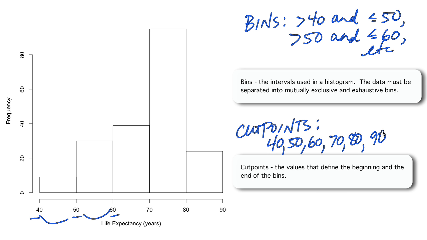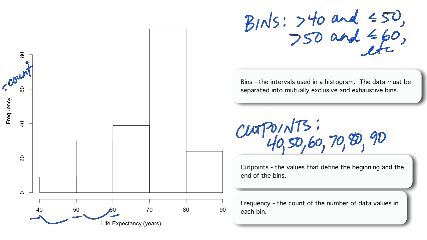The vertical axis in our histogram is the frequency or count of the number of data values in each bin. We draw touching bars for each bin up to the frequency of that bin. Note that we can't read the actual data values from a histogram. From our first bin, we know that there are 9 countries or territories with life expectancies greater than 40 years and at most 50 years. But as an example, we can't tell from the histogram what the exact value of the minimum life expectancy is.